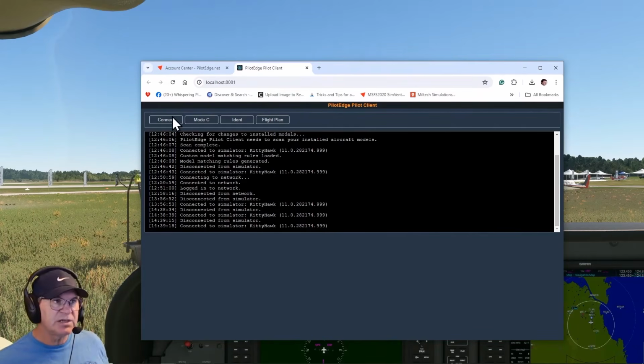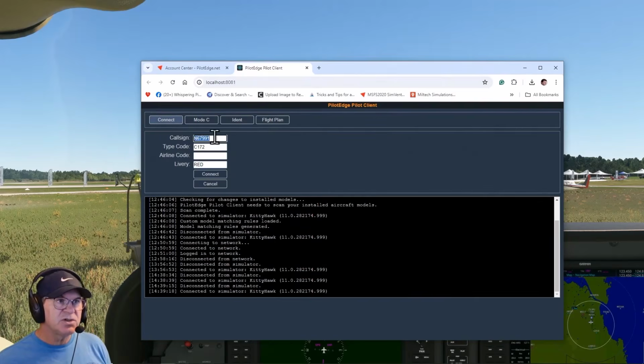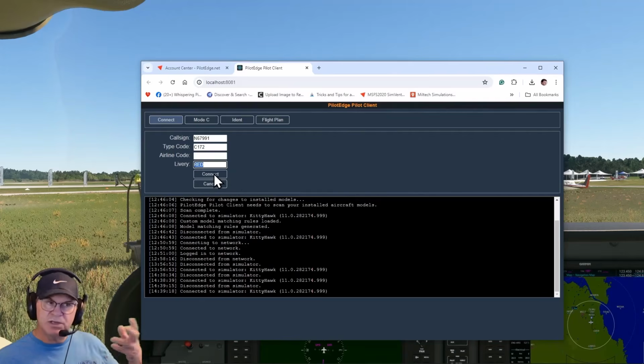Now I got to actually connect. So I'm going to go connect, use the call sign that I filed in my flight plan, the type of plane I filed in my flight plan, and the livery. It just allows for the primary color to start with. All right, as simple as that. I'm going to say connect, and we should hear it tell us we're connected.